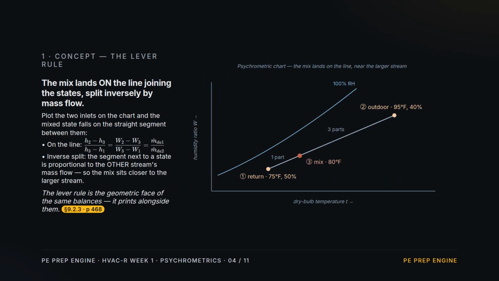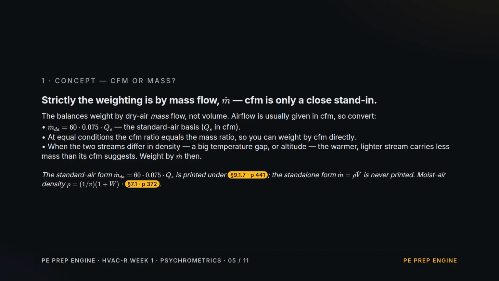Concept 3. The lever rule. Draw the two states on the chart, and the mix sits on the straight line between them. The catch is the direction. The segment next to a state is proportional to the other stream's mass flow, so the mixed point lands closer to the larger stream. 3 parts return and 1 part outdoor puts the mix a quarter of the way over from the return state. One caution before the numbers.